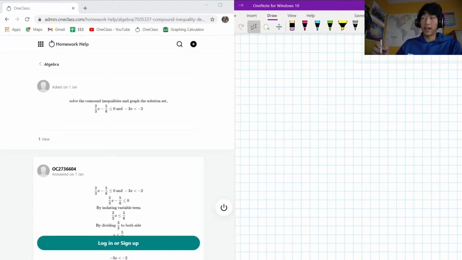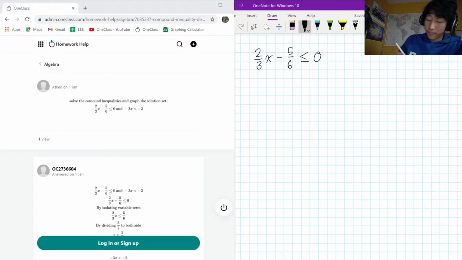Okay, so here we have the next question that we have on the menu today, which is asking us, given the two inequalities, find and graph the solution set. Okay, so let's write this out on the writing surface. So the first inequality that we have is 2/3 of x minus 5/6 has to be less than 0. And our second one that we have is negative 3x has to be less than negative 2.